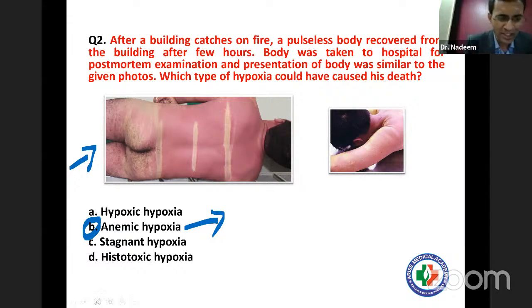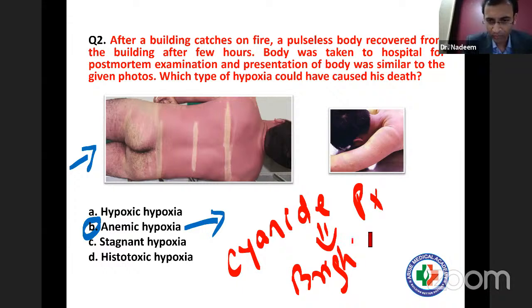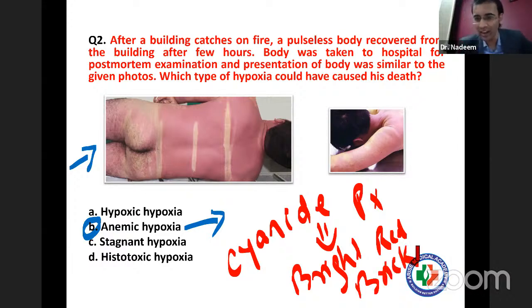You can ask me, sir, red discoloration is also seen in cyanide poisoning. Whenever there is cyanide poisoning, which color discoloration will it have? Bright red, or you can say brick red. Cyanide poisoning has which type of post-mortem staining? Cyanide poisoning has the brick red color.